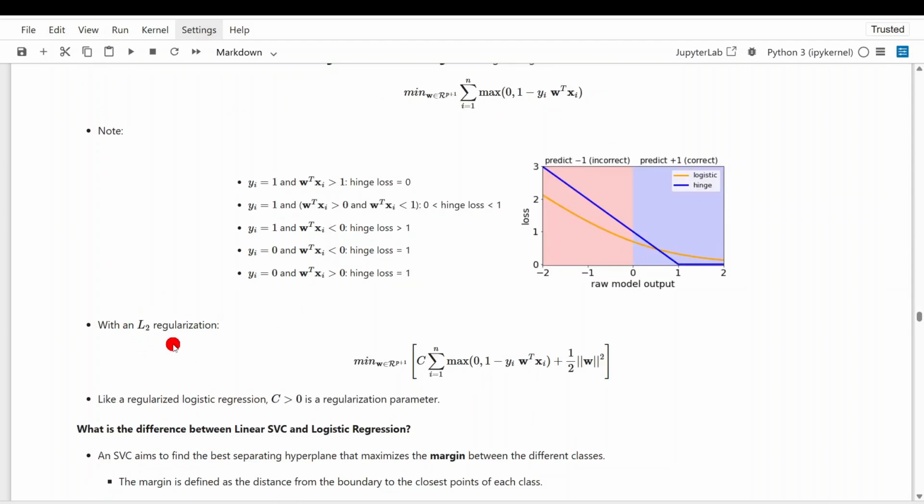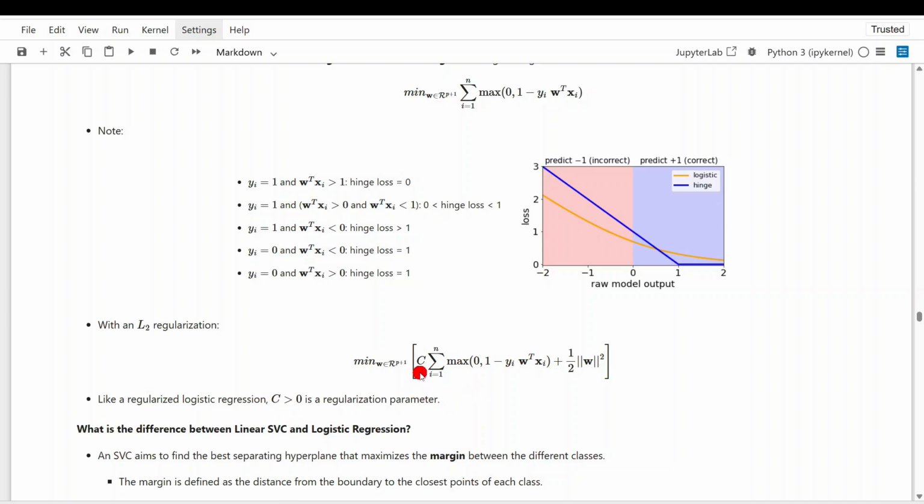If we consider an L2 regularization, that is a ridge support vector classifier type, then we are going to add just the sum of squares of the weights, or the L2 norm of the weights. And like in a logistic regression model, here the regularization parameter is multiplied with the loss function, or the hinge loss. So C is a regularization parameter which should be greater than 0.